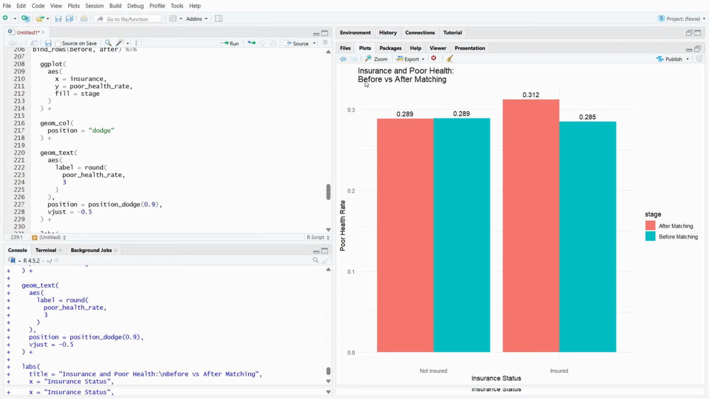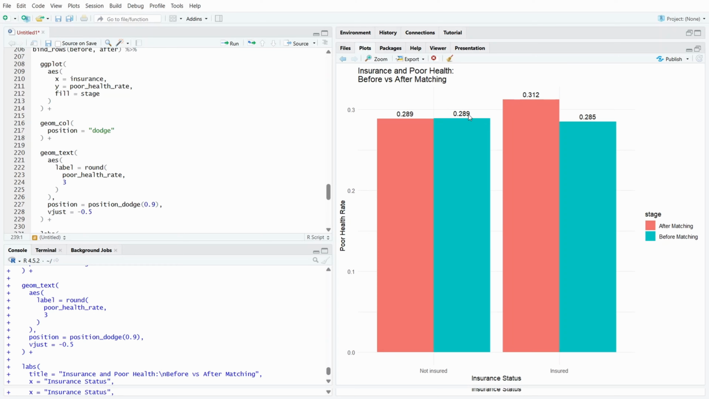Now let's look at the chart comparing poor health rates between uninsured and insured individuals before and after propensity score matching. Starting with the uninsured group on the left, the poor health rate remains almost identical before and after matching at approximately 28.9%.